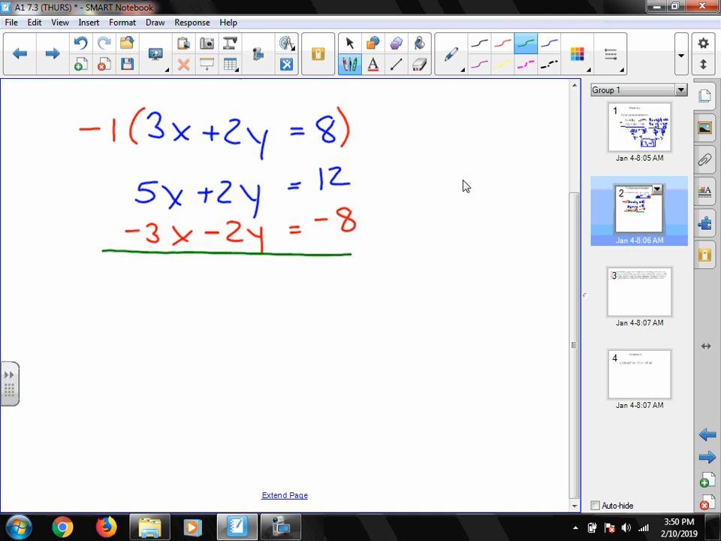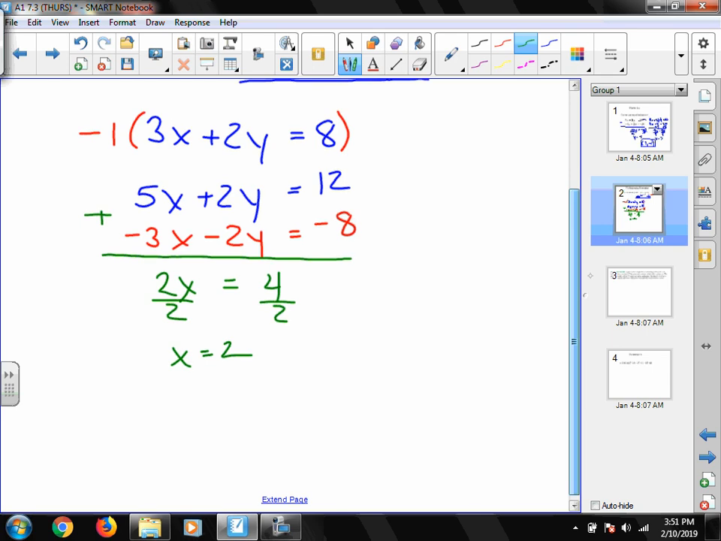Now, I have same number, opposite signs. I add 5x plus -3x gives me 2x. And 2y plus -2y, the y's are gone. They've been eliminated. That's why we call this elimination. And 12 plus -8 is a positive 4. I divide both sides by 2. X is equal to 2.